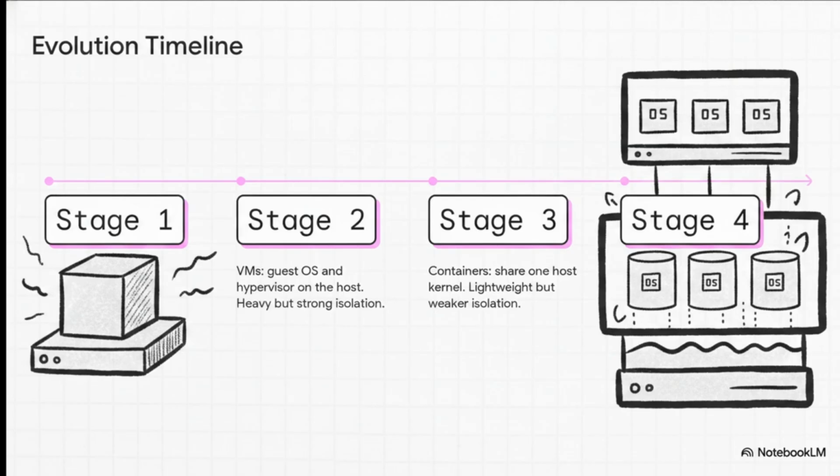Moving down the timeline, we hit containers, where applications just share one host kernel. This trades that strict, heavy isolation for incredibly lightweight, fast startup times. And finally, we arrive at the modern cloud standard, running lightweight containers inside strongly isolated VMs, so we can basically get the best of both worlds.